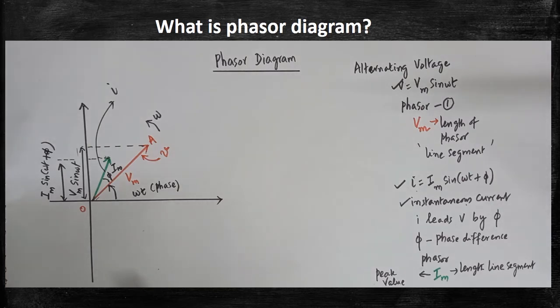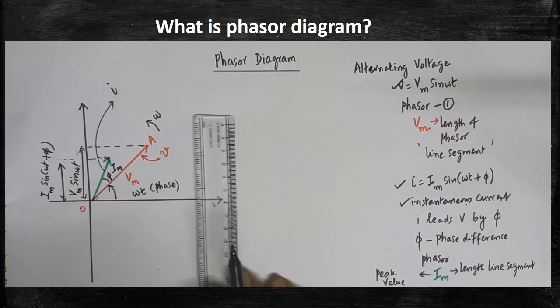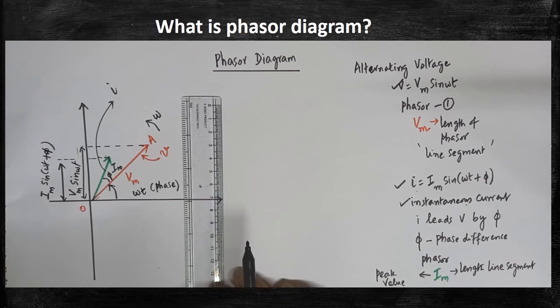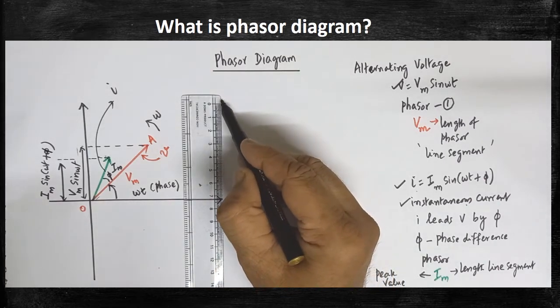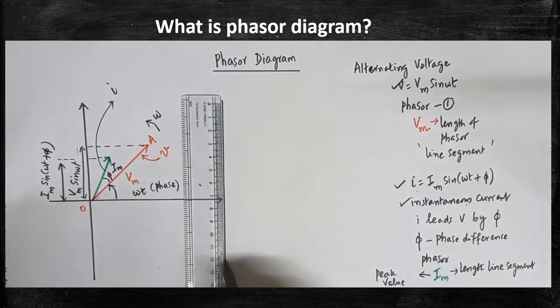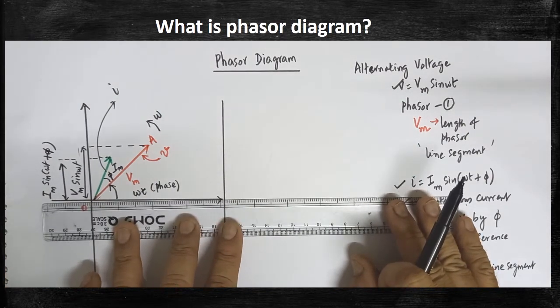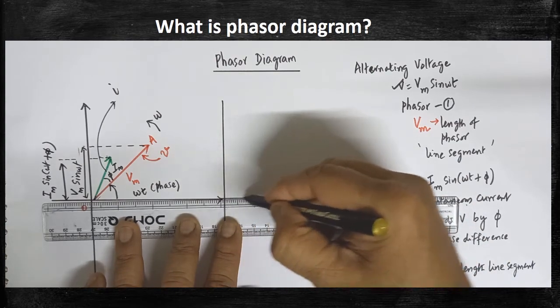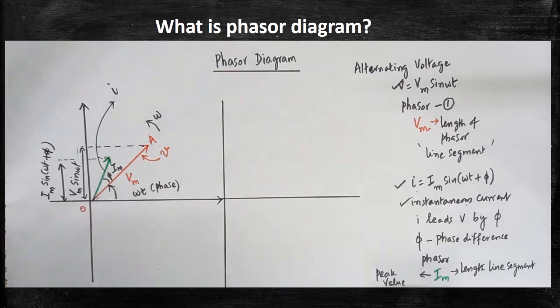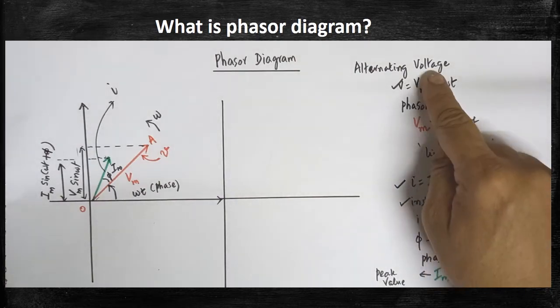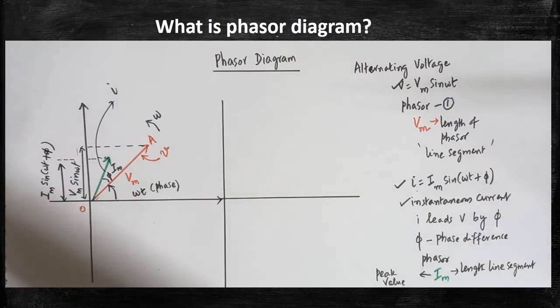Now, nearby I have to draw the waveform also. That waveform shows the nature of the current and voltage, and it helps you in understanding the nature of the current and voltage. Here, first I am going to draw the instantaneous voltage. For that I am going to draw the waveform.